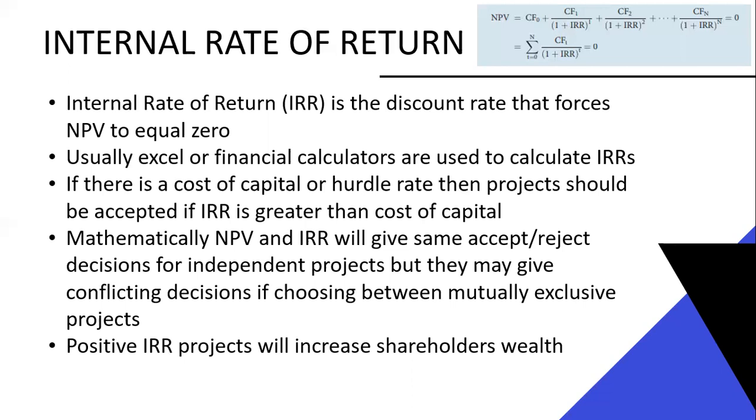Mathematically, both net present value and the internal rate of return will give you the same decision whether you want to accept or reject a project if they are independent projects. But if you are choosing between mutually exclusive projects, then IRR and NPV may give you some conflicting decisions. Maybe the NPV says, okay, take this project, but according to IRR, you should not take the project. So there may be some conflicts if you're choosing between two projects. But if you're choosing between independent projects, then NPV and IRR will both give you the same accept or reject decisions.